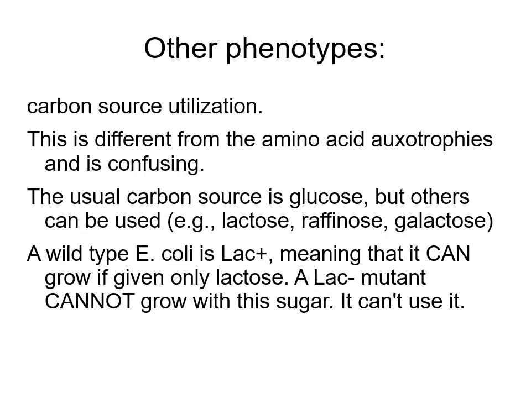Okay, the other phenotypes that are of interest and important, carbon source utilization is one of them. This is confusing in that it's different, sort of the opposite from the amino acid auxotrophies. The usual carbon is going to be considered glucose, but other carbon sources such as lactose, raffinose, and galactose can be used. A wild-type E. coli cell is Lac+, meaning that it can grow if given only lactose.